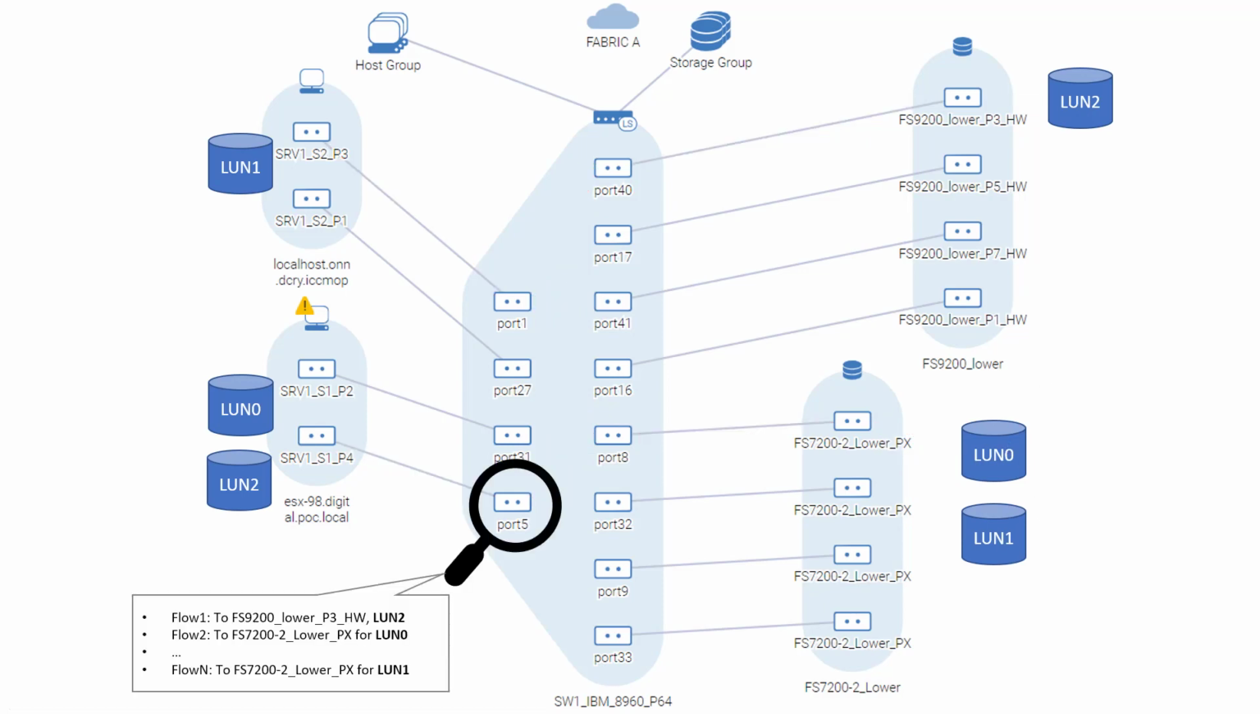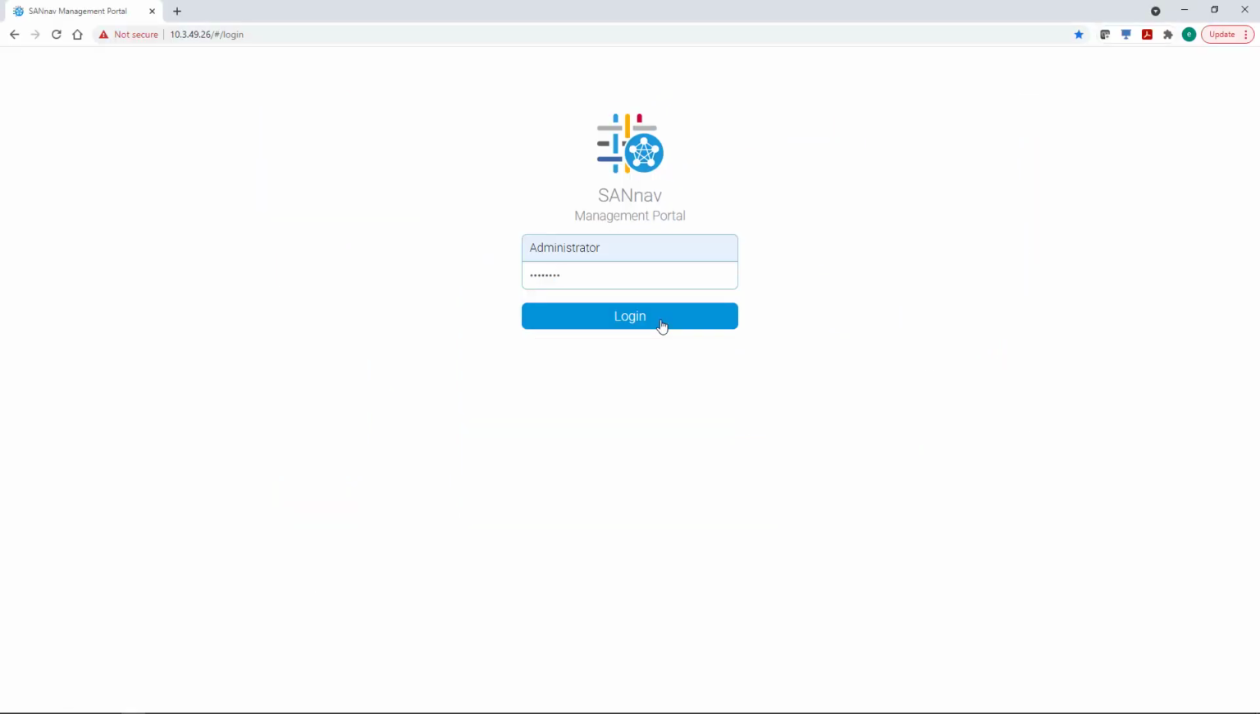By monitoring the flows on the port 5, for example, we will see the different traffics and see the details. So we will know the traffic is coming from this initiator, from this host, but going to two different targets and to even different LUNs in the same target. This will allow us to know if there are errors related to a given storage or even to a given LUN for a host. Now let's see how to monitor the flows in SANnav Management portal.